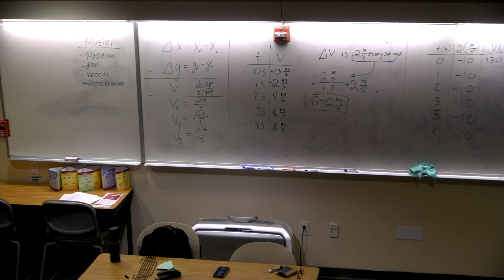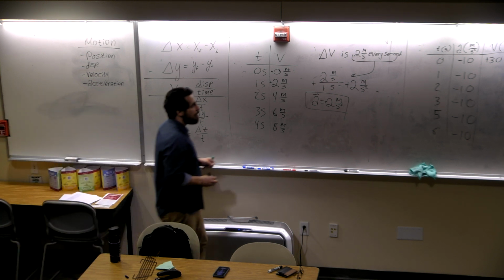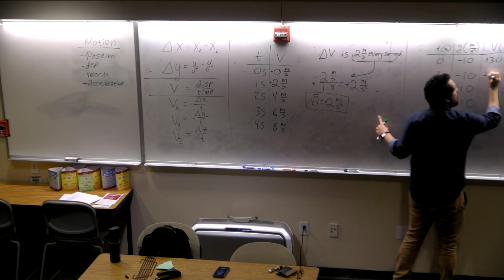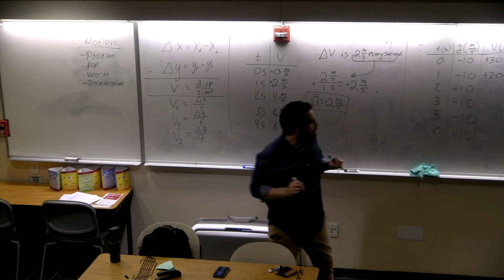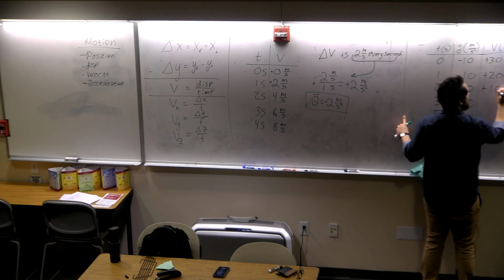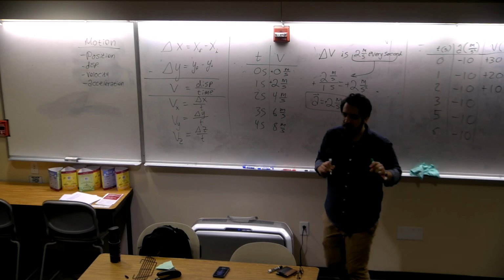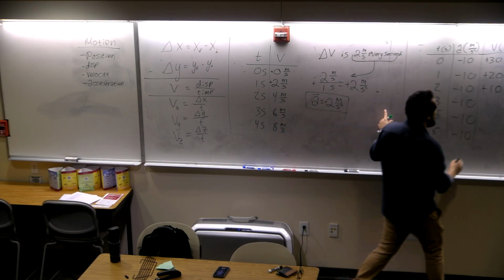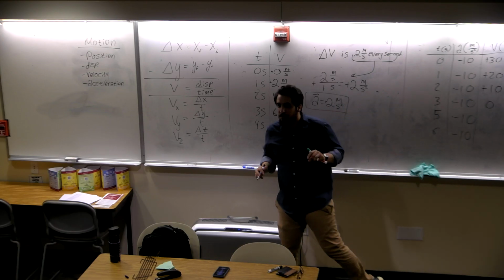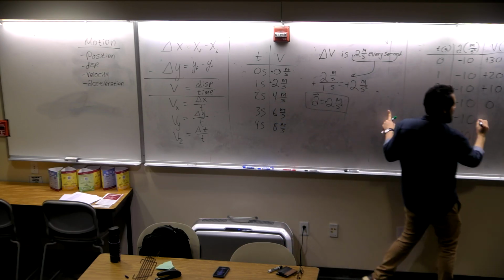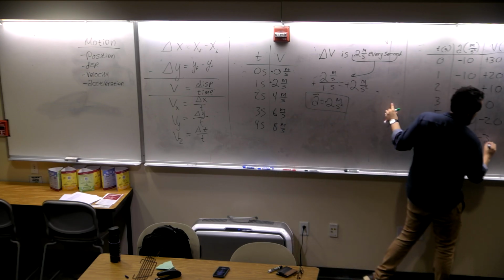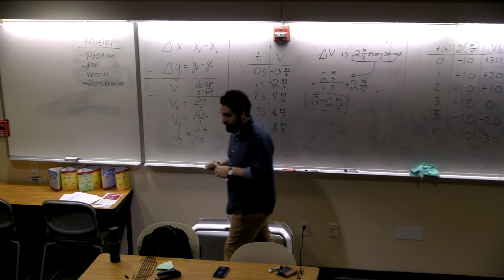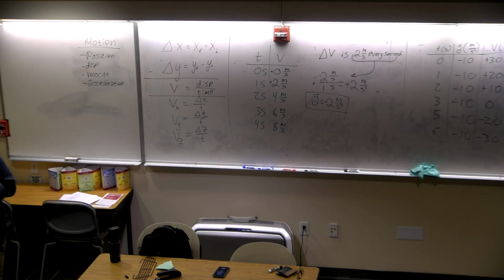So what would our velocity be at 1 second? Plus 20. What about at 2 seconds? Plus 10. 3 seconds? 0. 5 seconds? Minus 20. 6 seconds? Minus 30.